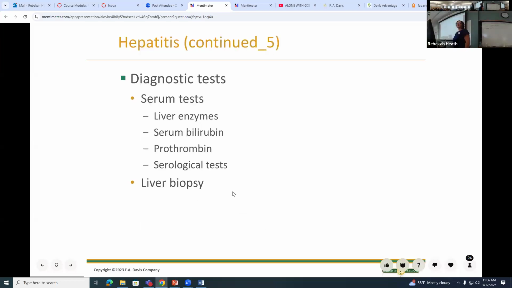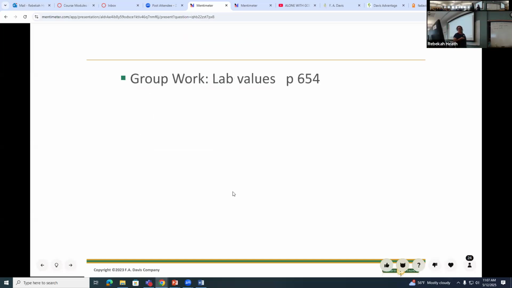Diagnostic tests. So we've got liver enzymes, and we're going to talk about some of the labs in a little bit, so I'm not going to go over all of these. But if we think somebody has hepatitis, especially the chronic, they're going to do a liver biopsy. We're actually going to take a little tissue sample and test that and see how it functions.